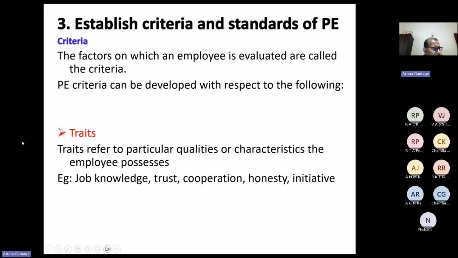Before discussing criteria and standard, students, shall we have a small break? Okay, sir. Okay, we'll have a small break. Now the time is 4:08. Let's say 4:10. Shall we meet at 4:30? Okay, we'll be starting the session again by 4:30. Please have a cup of tea and try to enjoy it. Okay, I'll be back by 4:30.